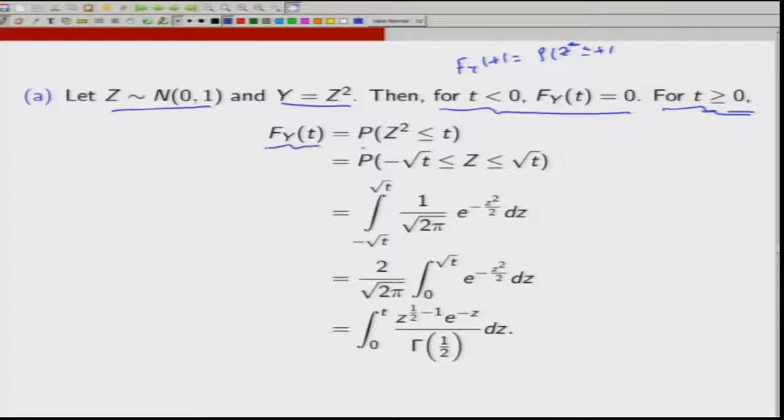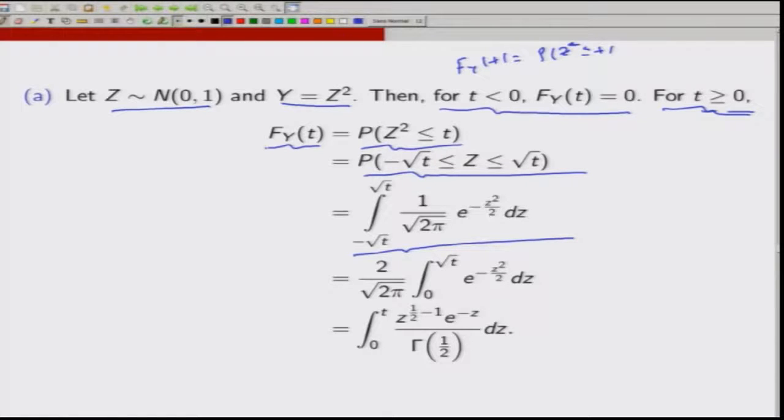F_Y(t) is the same as the probability that Z squared is less than or equal to t, which is the same as the probability that Z lies between minus root t and plus root t, which is the integral from minus root t to root t of 1 by root 2 pi e to the power minus z squared by 2. So this is an even function, and the range is from minus root t to root t, so it becomes 2 upon root 2 pi, the integral from 0 to root t of e to the power minus z squared by 2 dz.